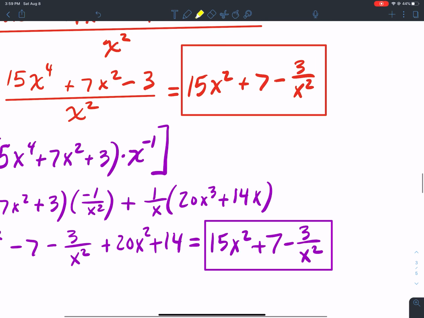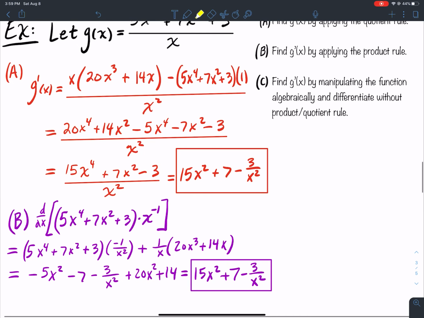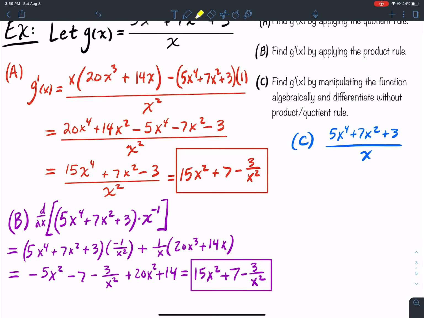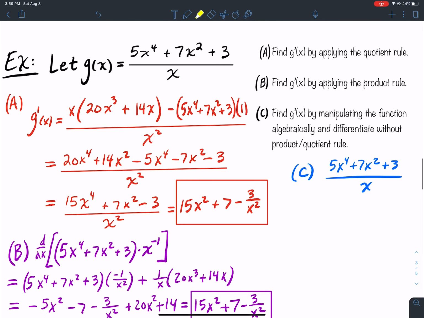And guess what? This matches with this right here, which is exactly what I want. Okay? So maybe this is a little bit easier than using the quotient rule. But let's try C. C says find g of x by manipulating the function algebraically to differentiate without the product or quotient. That means if we're going to do that, I need to figure out how to multiply this in a way that I can just use the power rule.